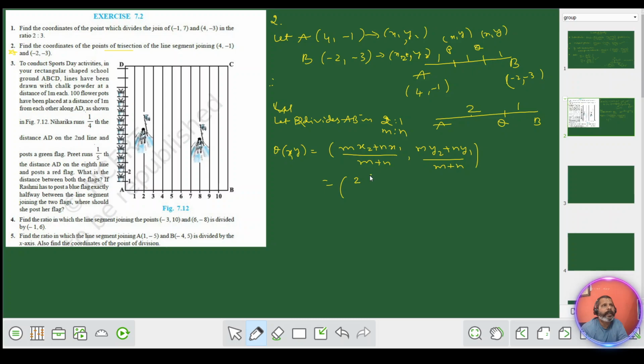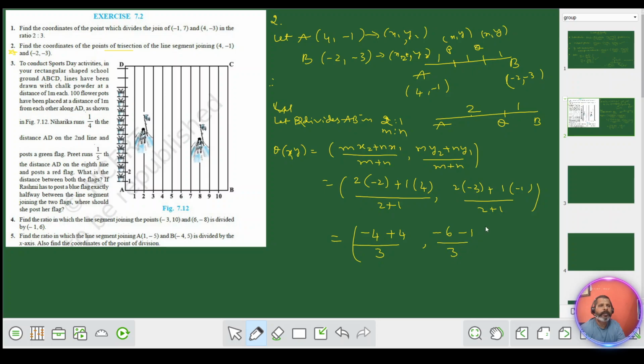So m is 2, x2 is minus 2, plus n is 1, x1 is 4, by 2 plus 1. Then m is again 2 here, y2 is minus 3, n is 1, y1 is minus 1, by 2 plus 1. Minus 2 into 2 is minus 4. Then 1 into 4 is 4 by 3. Minus 2 into minus 3 is minus 6, plus 1 into minus 1 is minus 1. 2 plus 1 is 3. So minus 4 plus 4 is 0, and 0 by 3 is 0. Minus 1 minus 6 is minus 7 by 3. These are the points. Therefore, we'll just conclude that the required points are P and Q. Just write the coordinates we obtained.